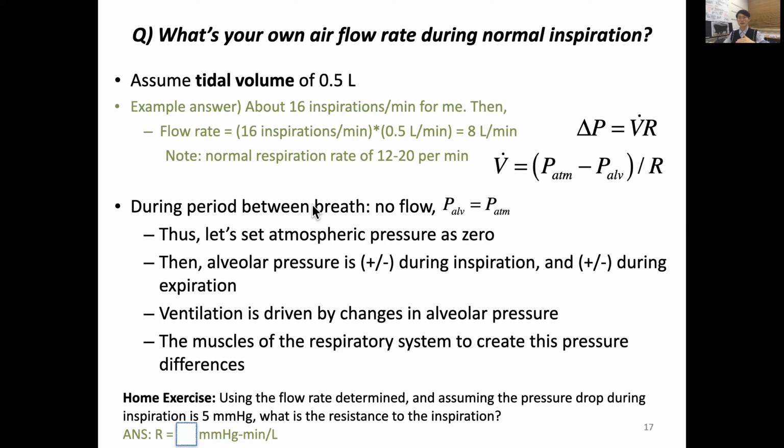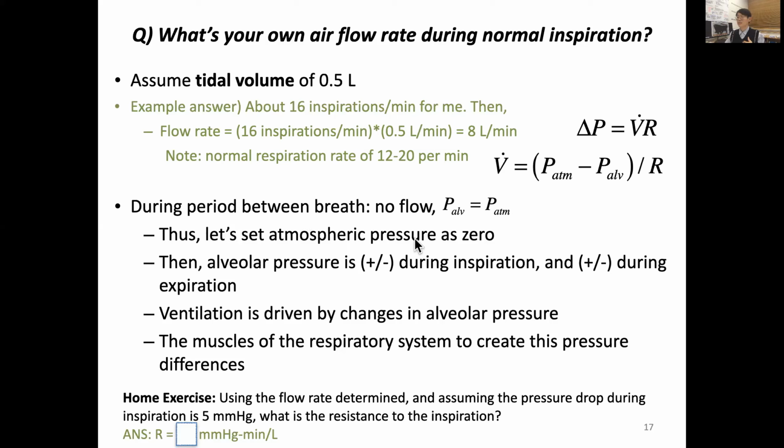So during the period between breaths, inhale and stop and exhale, in that stopped part there's no flow, which means the flow depends on the pressure difference between the atmospheric pressure and my alveolar pressure. So when this becomes 0, that means, since the resistance is always positive, my alveolar pressure has become the same as atmospheric pressure. So just to make this concept simple, let's define atmospheric pressure as zero, because what matters is the relative difference, not the absolute.